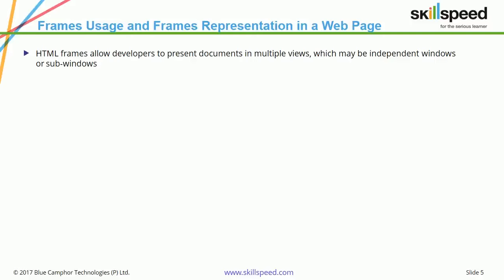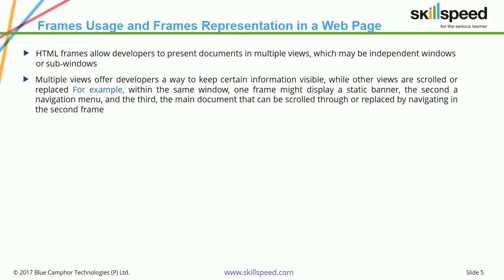Let us look at the frames usage and frames representation in a web page concept. HTML frames allow developers to present documents in multiple views, which may be independent windows or sub-windows. Multiple views offer developers a way to keep certain information visible while other views are scrolled or replaced. For example, within the same window, one frame might display a static banner, the second a navigation menu, the third the main document that can be scrolled through or replaced by navigating in the second frame.